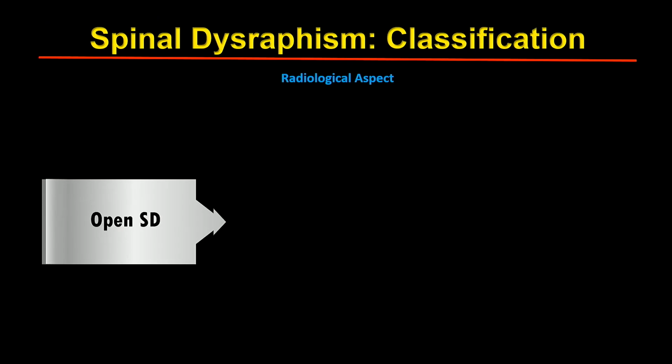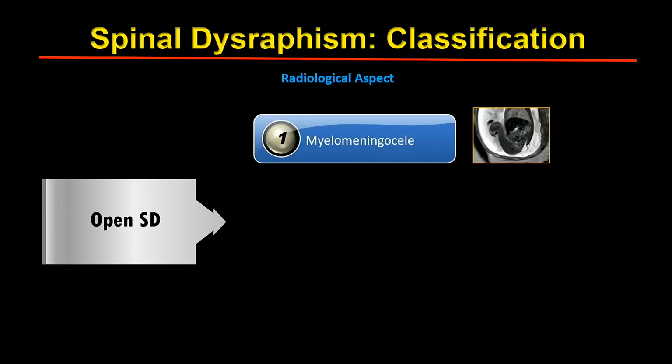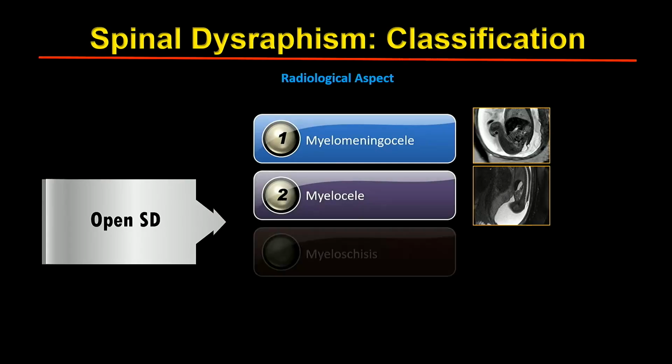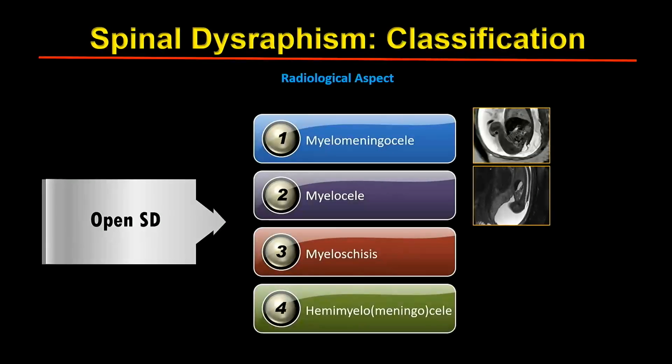So what are some of the common open spinal dysraphism? It includes myelomeningocele, myelocele, myeloschisis, and hemimyelomeningocele. These two are exceedingly rare. I have not seen them. I'm not going to talk about them.